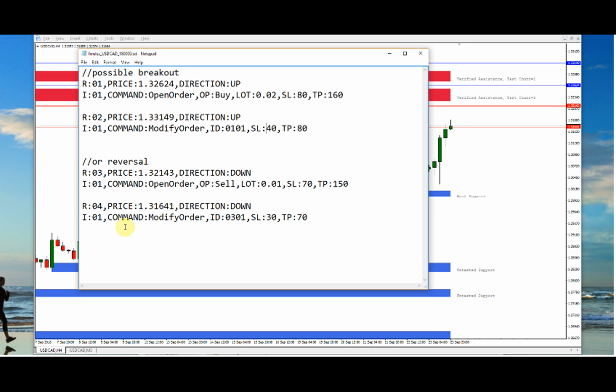The equivalent downwards is a command to modify order, but this time we're referring to rule 03 and instruction 01. So rule 03, instruction 01 takes us to this order, and we're adjusting to 30 pips, and we do a take profit of 70. Again, we moved 50 pips, so we've actually secured profit. So that is now becoming perhaps a more comprehensive trading plan.